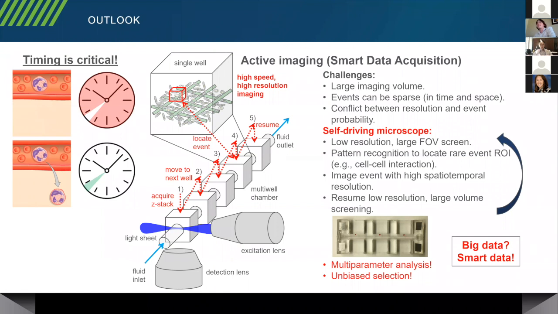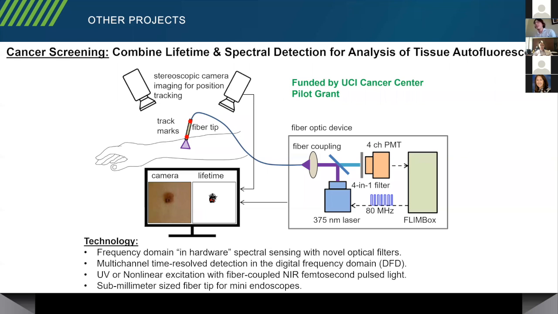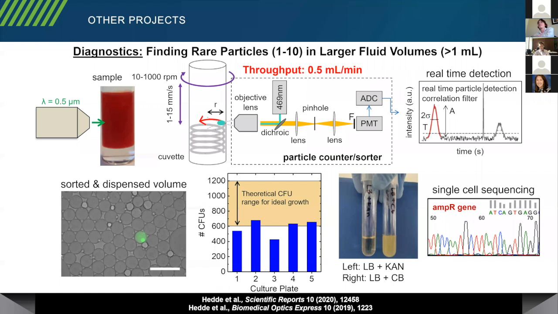With that, I just want to quickly introduce some other projects, just one slide each. I decided to go into one or two projects in a little bit more depth instead of just trying to cram in as many projects as possible. But I just want to say that we can also horizontally integrate those techniques, for example, using the lifetime and or spectral sine cosine filter detection for in vivo imaging using a fiber optical device. And we can integrate these methods using our particle counter and sorter for diagnostic applications of detecting rare particles in large fluid volumes, such as blood, for example.